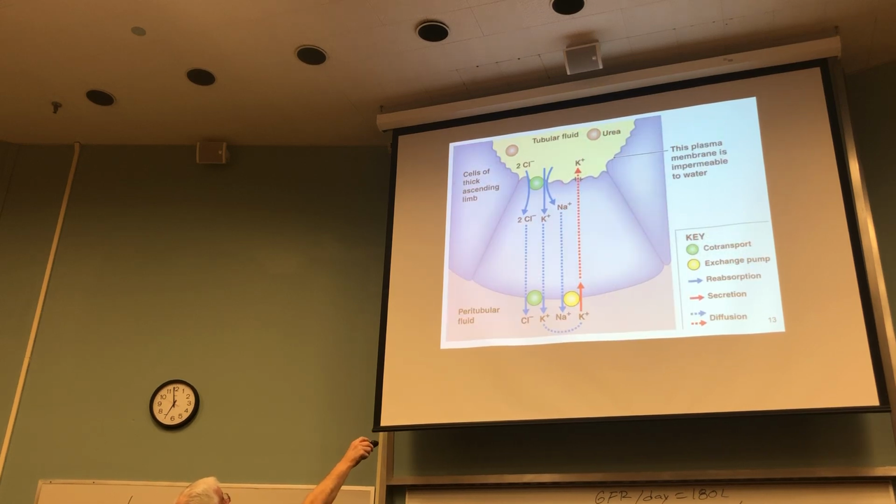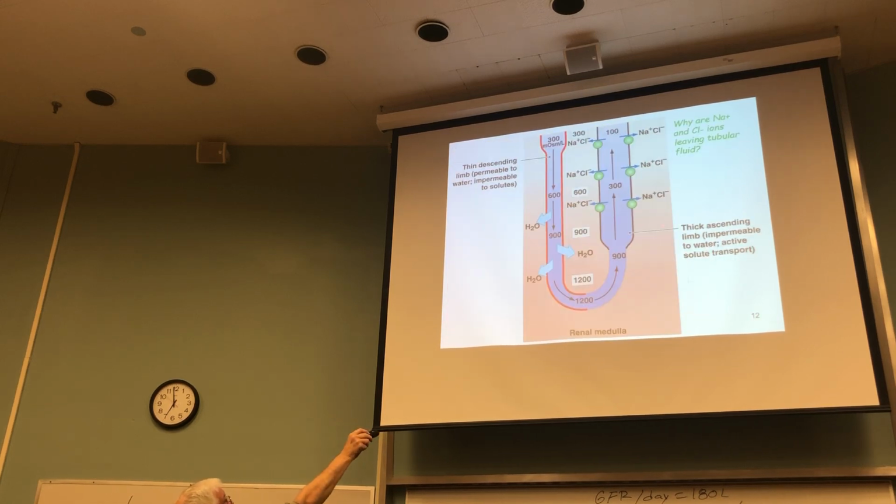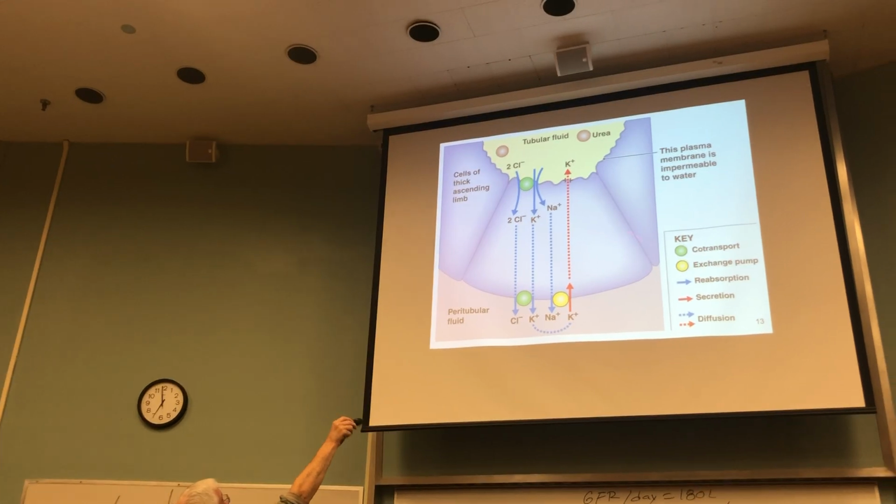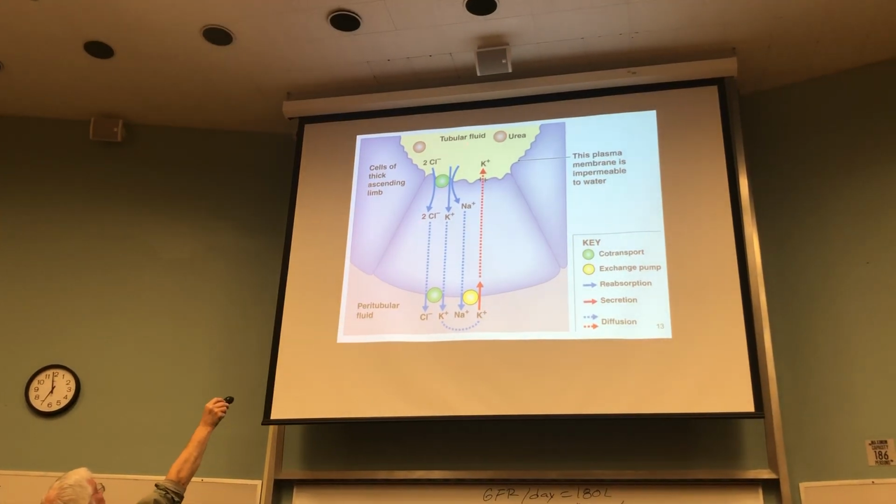Let's zoom in on it. So this is the same thing as this. We're looking right here. There's the apical side of the cell. There's the basal side of the cell. There's the lumen, right, with the tubular fluid. This is a co-transporter. It's moving 2 chlorides, 1 potassium, and 1 sodium together.